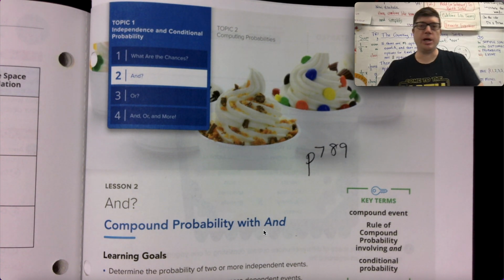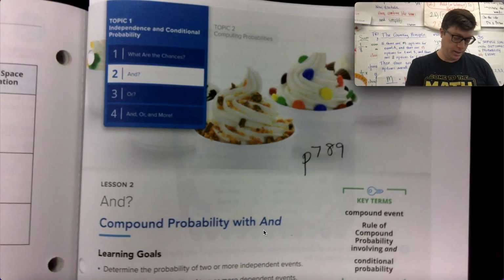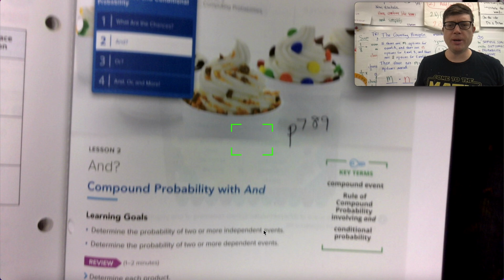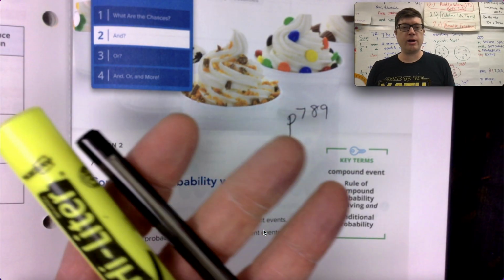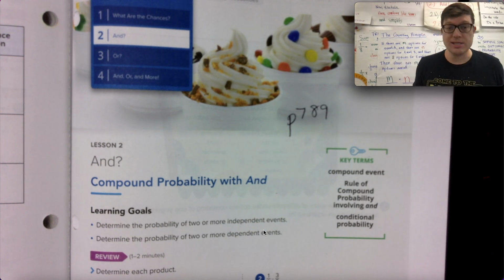Everyone, geometry, mod 5, topic 1, lesson 2. We're on page 789 for you to know, and I'm going to recommend that you have a highlighter, a pen, something to write with, and let's get into it.